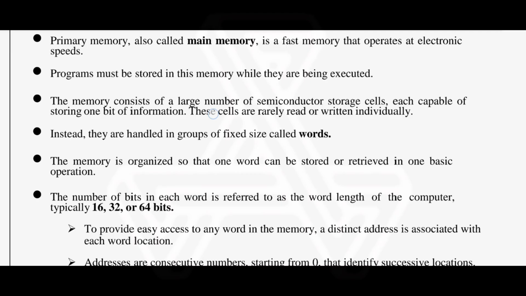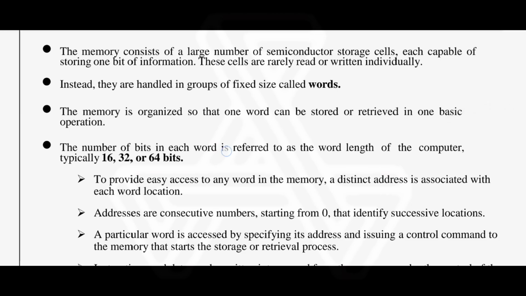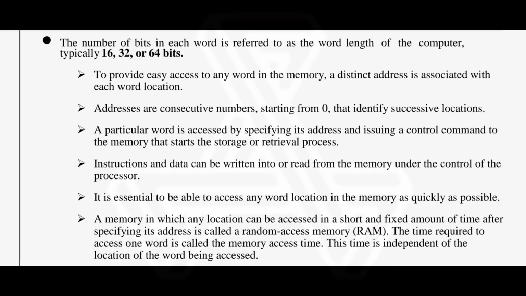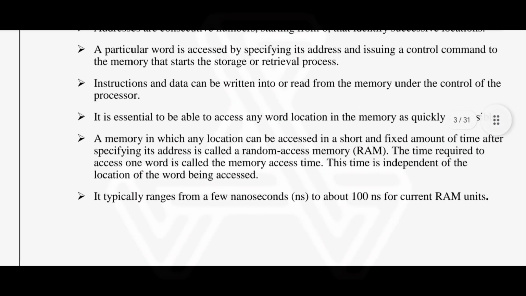The number of bits in each word is referred to as the word length of the computer, typically 16, 32, or 64 bits. To provide easy access to any word in the memory, a distinct address is associated with each word location. Addresses are consecutive numbers starting from 0 that identify successive locations. A particular word is accessed by specifying its address and issuing a control command to the memory that starts the storage or retrieval process. Instructions and data can be written into or read from the memory under the control of the processor.